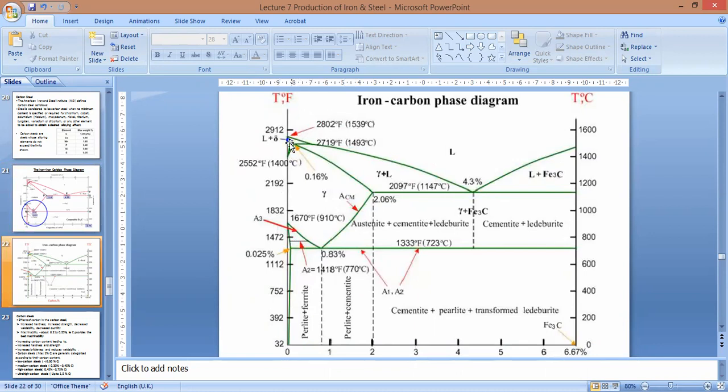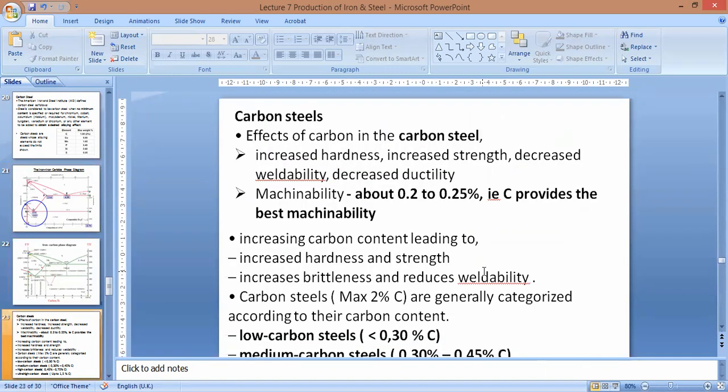Then we have this. This is more in detail, showing us the temperatures, and in more detail, the types of solids that are forming here. So you have cementite, pearlite, and transformed ledeburite at the bottom. Then you have these ones here that are worth noting also. So you need to know what is forming where in the phase diagram. You need to know at which section what is formed, what type of steel is formed.